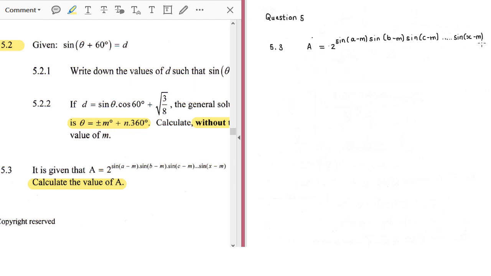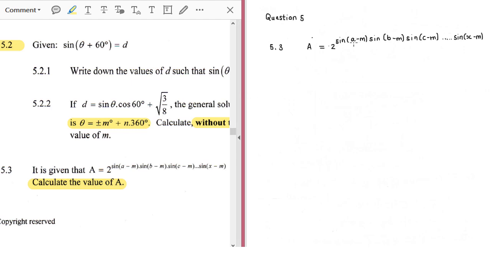So let's first check what is constant. We are focusing here on the exponent. The first thing that's constant is that we are always multiplying by sine. Another thing that's constant is that the second angle is always m. So what's changing?